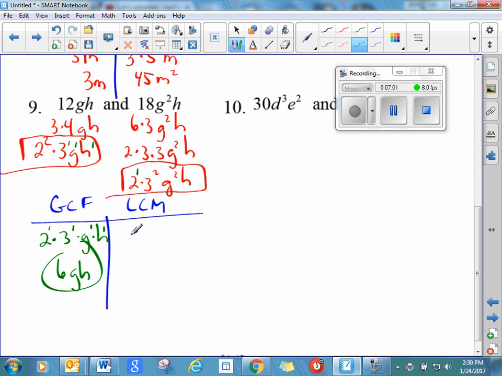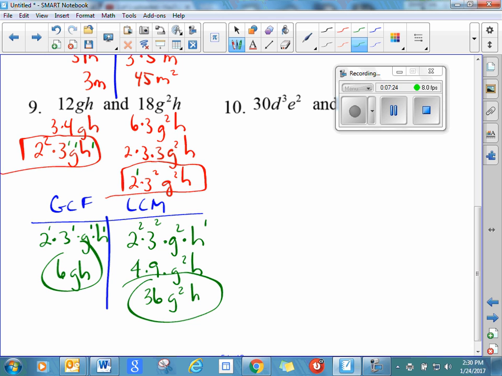LCM, I write down the same 4 bases because there's no extra bases hanging out, but the exponents are going to be different. 2 is going to be squared, 3 is going to be squared, G is going to be squared, and H is still to the first power. 4 times 9, G squared H, 36 G squared H. Okay? All right, I want you guys to try 10.